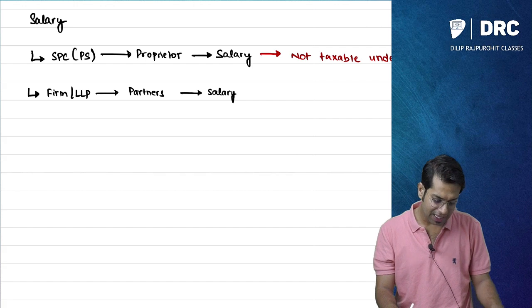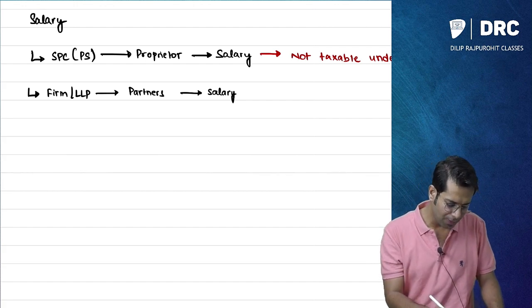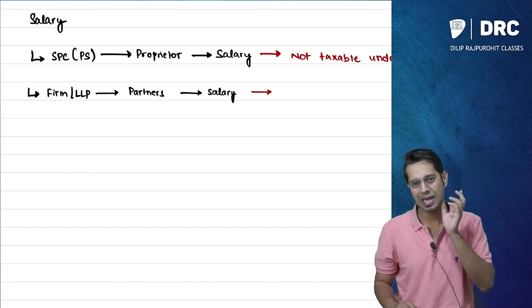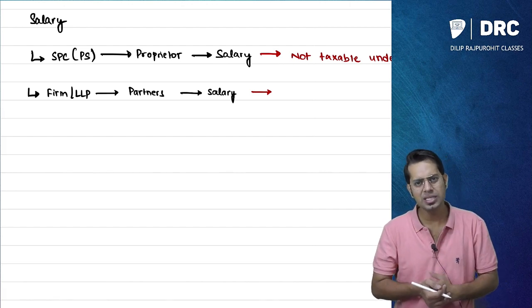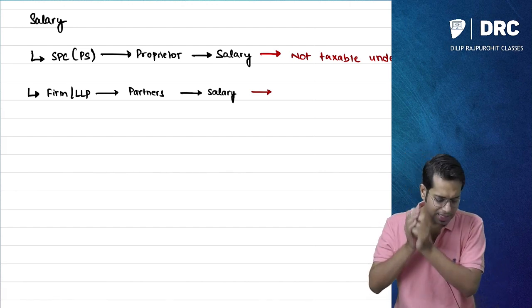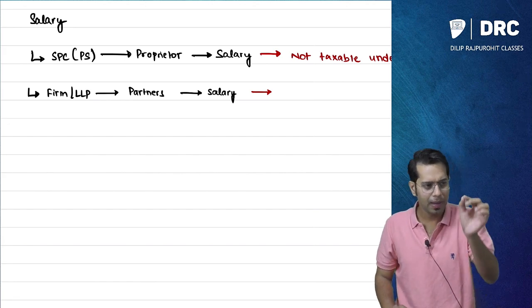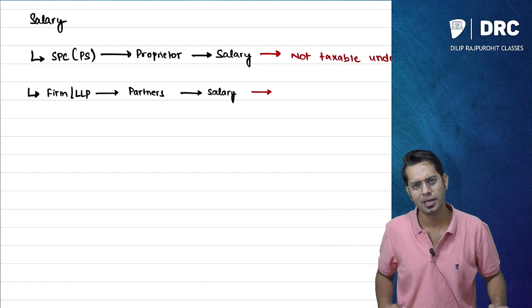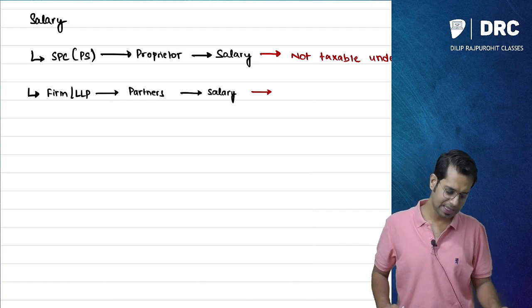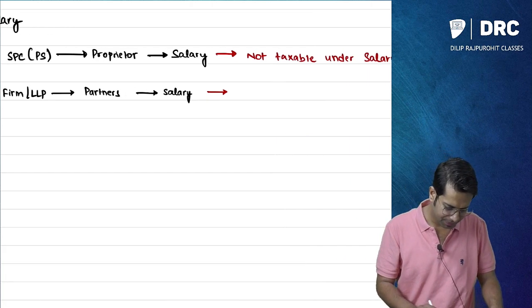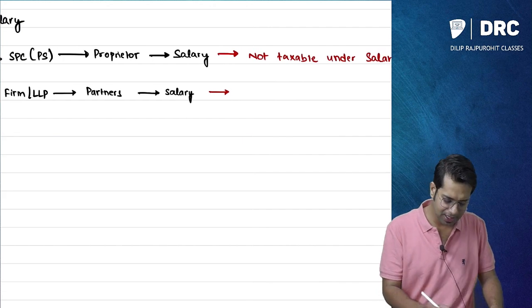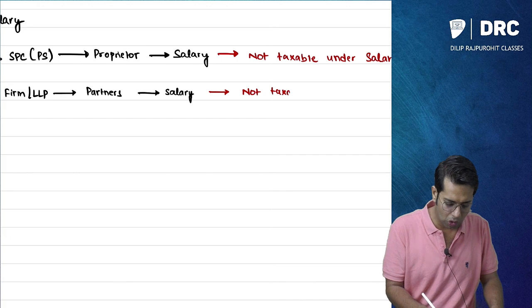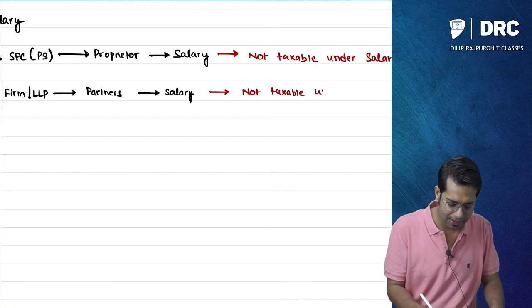Now, is this salary taxable under the head salary? Is this amount which is paid by a partnership firm to its partners as salary taxable under the head salary? Come on, India, tell me. No, sir. This is also not taxable under the head salary.